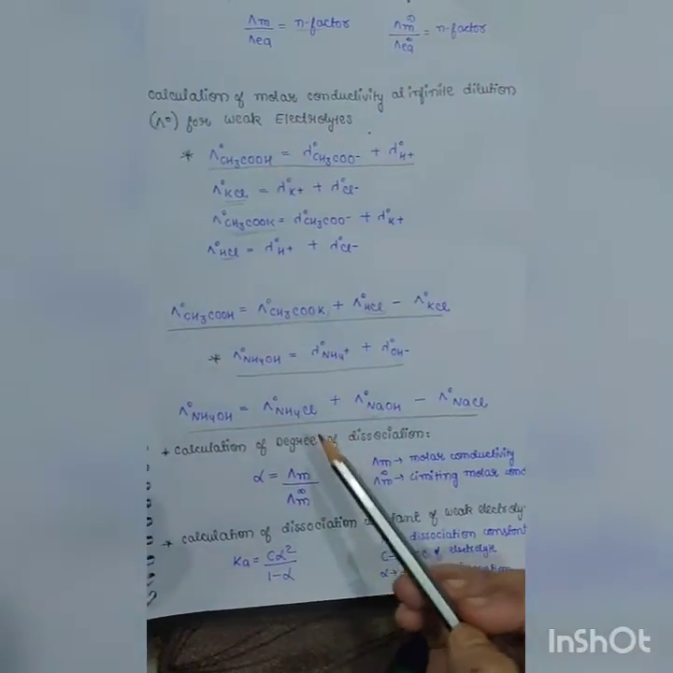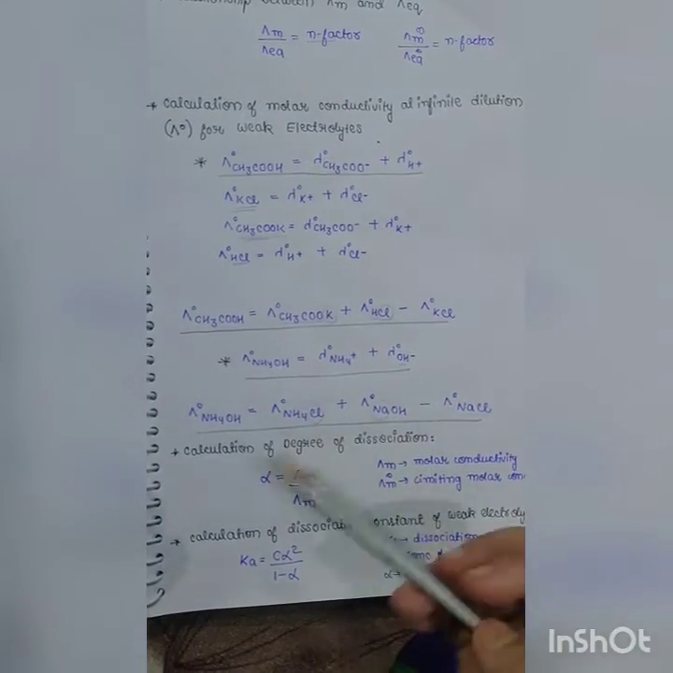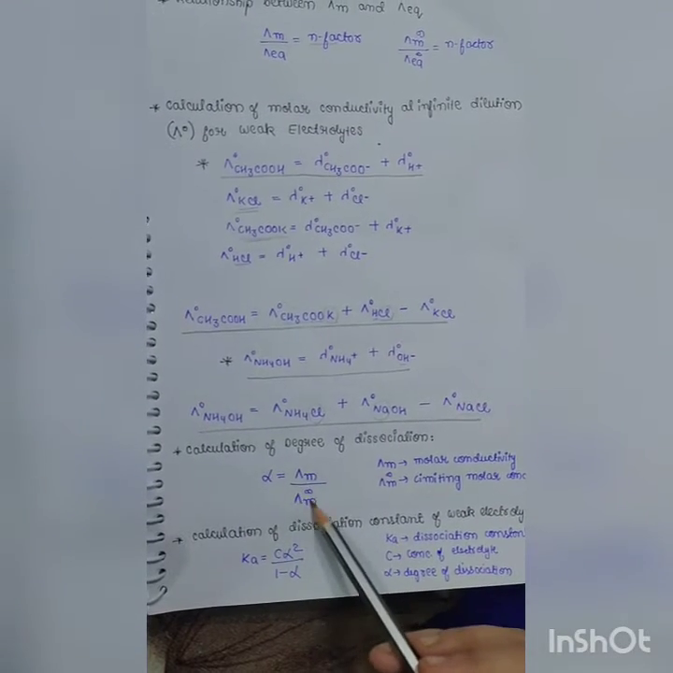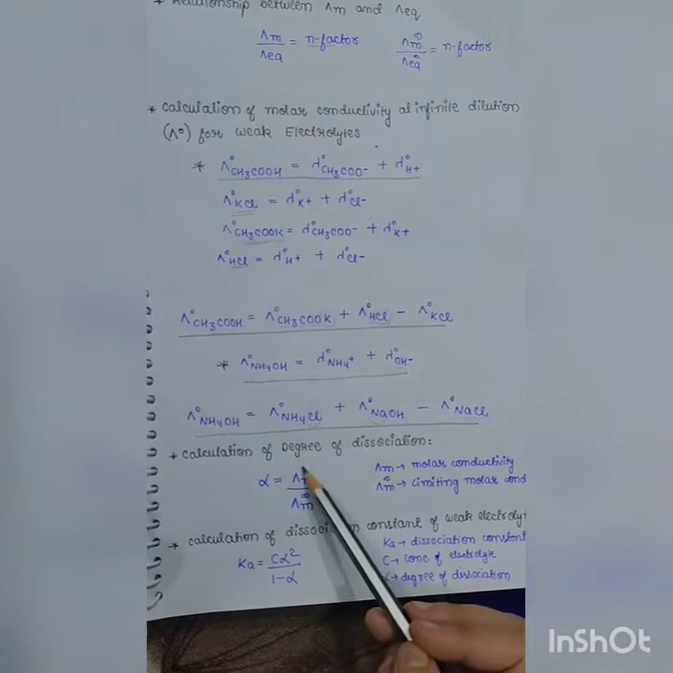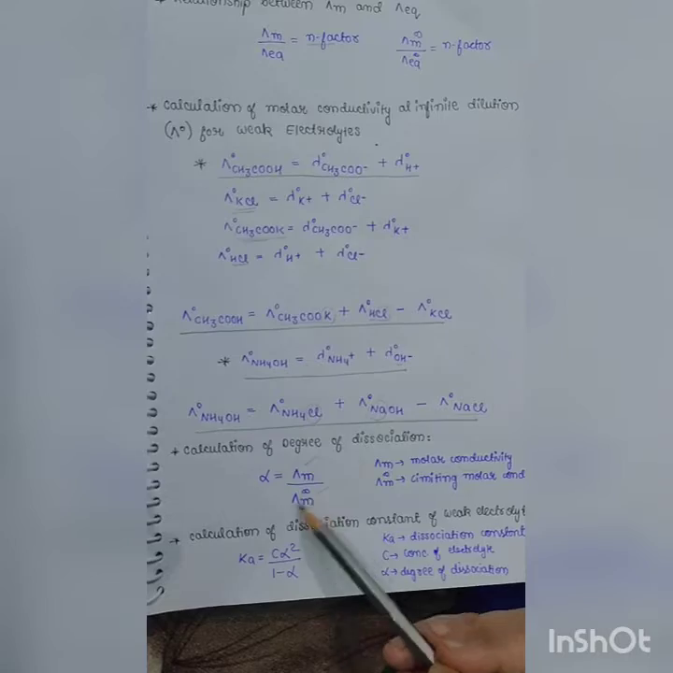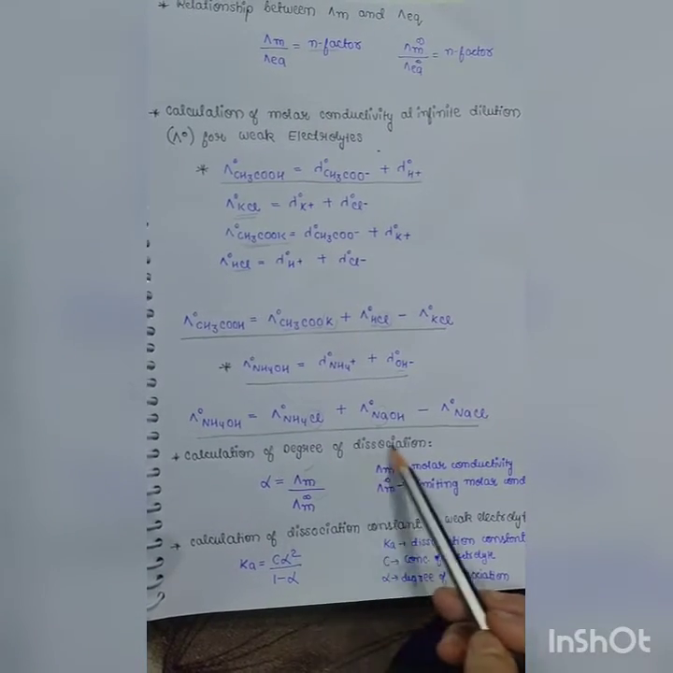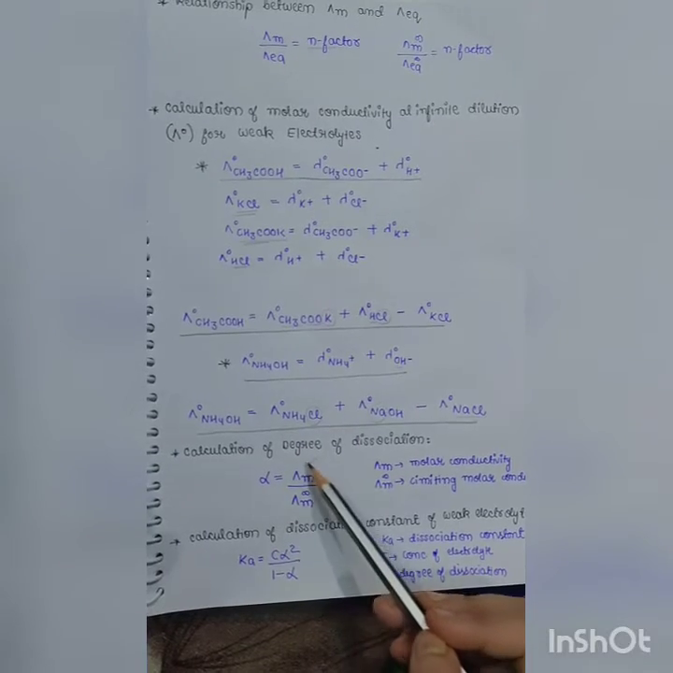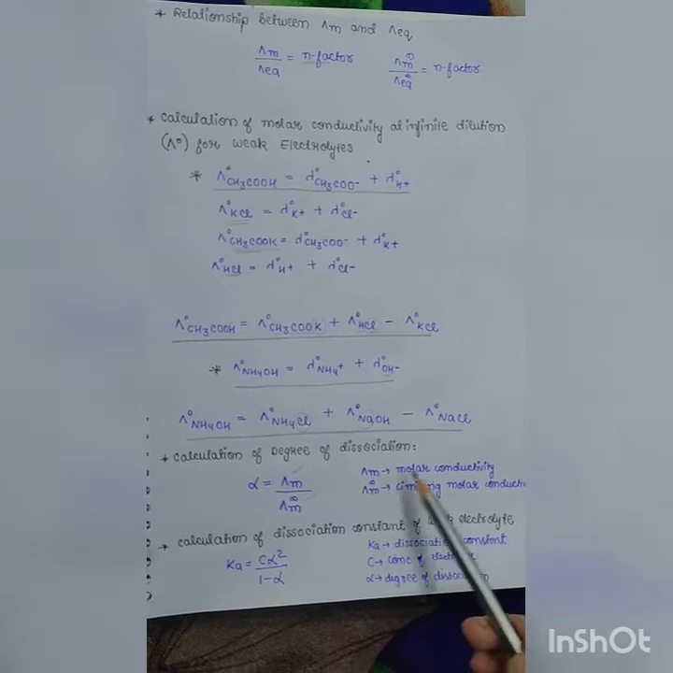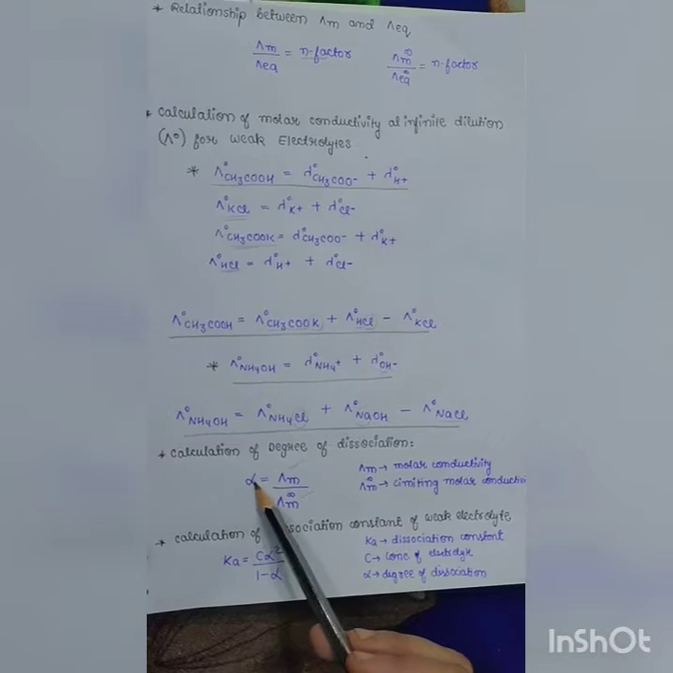Kohlrausch's law is also important in calculating the degree of dissociation, the extent to which the electrolyte is dissociating, that is alpha. This is equal to molar conductivity upon molar conductivity at infinite dilution. The molar conductivity now, divided by what it would be at infinite dilution. This value gives us the degree of dissociation. We will know what the ideal value should be, what it is now, and how much is breaking up. Where this is molar conductivity and this is limiting molar conductivity. Now the value of alpha, the degree of dissociation, has come.